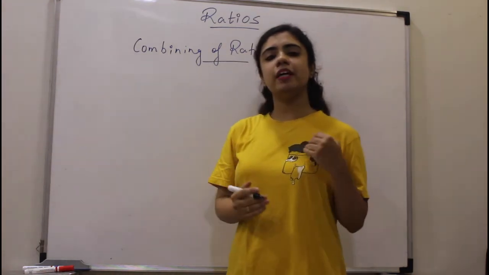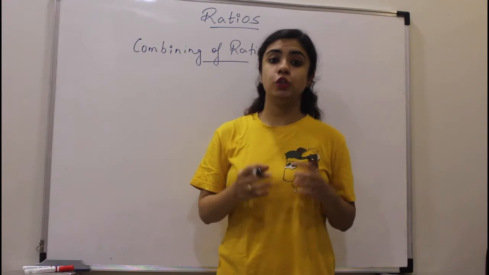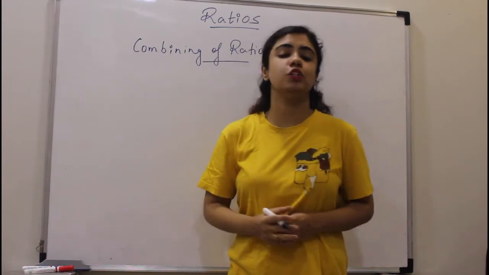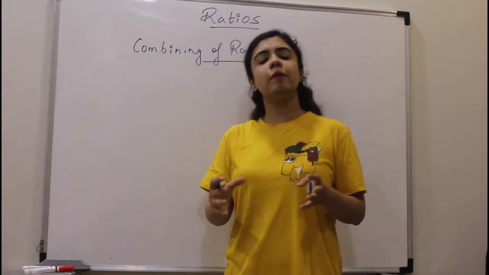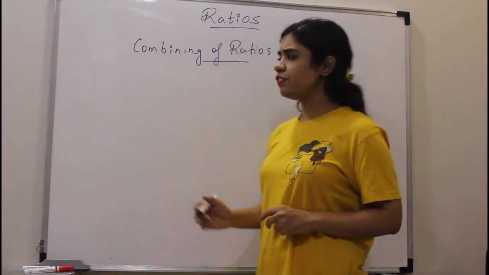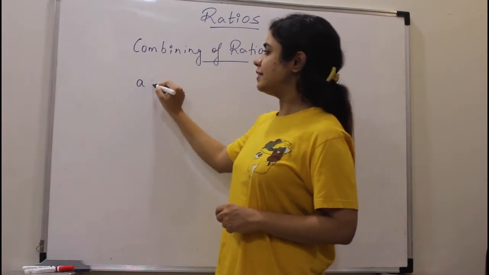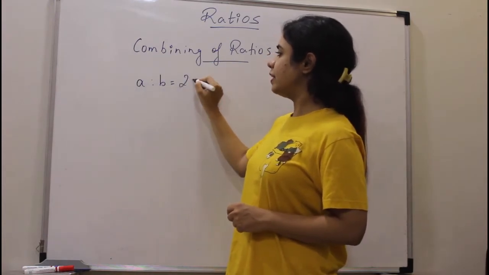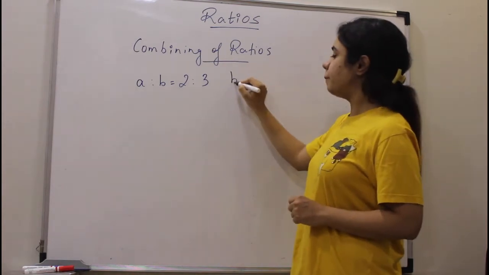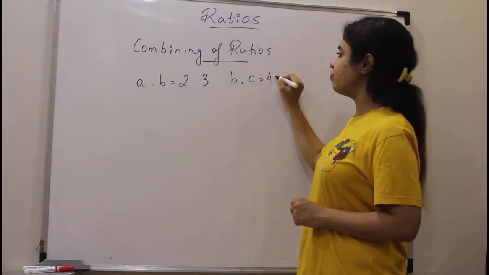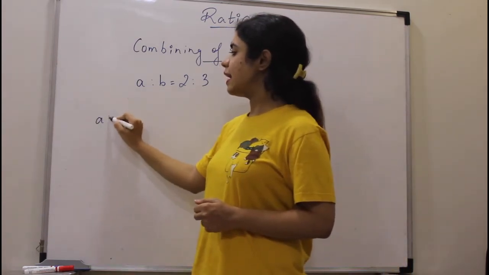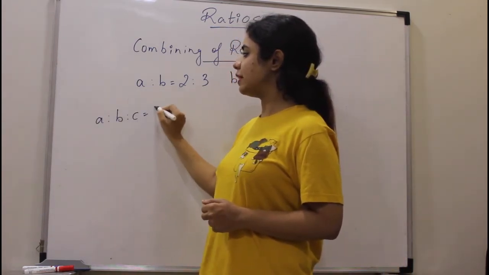Now, if you tackle a lot of ratio problems, you will realize that you will have to combine 2 or 3 ratios together. How do you combine 2 or 3 ratios together? Let's understand. Suppose A is to B is 2 is to 3. B is to C is, let's say, 4 is to 3. The question is, what is A is to B is to C?